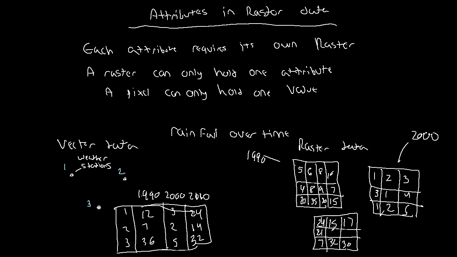But again, the key point that I want you to take away from this is that when we had vector data, if we wanted more attributes, all we had to do was add a column to the attribute table. We didn't change the underlying geometry necessarily if we didn't want to. All we had to do was add another column, and everything for weather station 1 is associated with this row in the attribute table. When it came to raster data, we had to duplicate the entire data structure 3 different times. So we ended up with 3 rasters, 1 for each year.